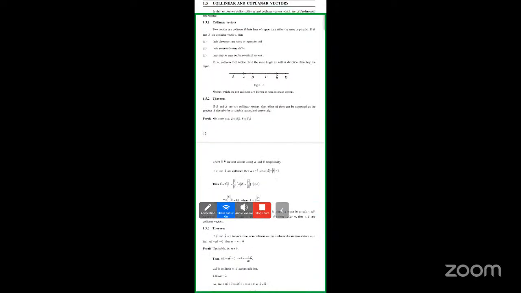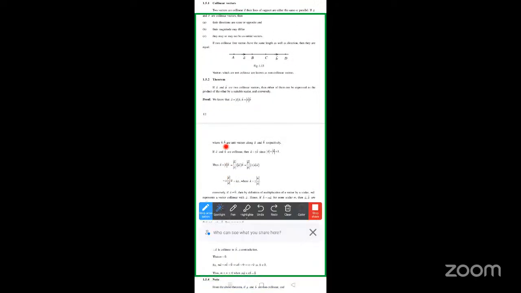Next theorem. If A bar and B bar are two collinear vectors, then each of them can be expressed as the product of the other by a suitable scalar, and conversely. So we know that every vector should be the product of its unit vector. A bar is equal to mod A into a bar, comma, B bar is equal to mod B into b bar, where a and b are unit vectors along A bar and B bar directions respectively.